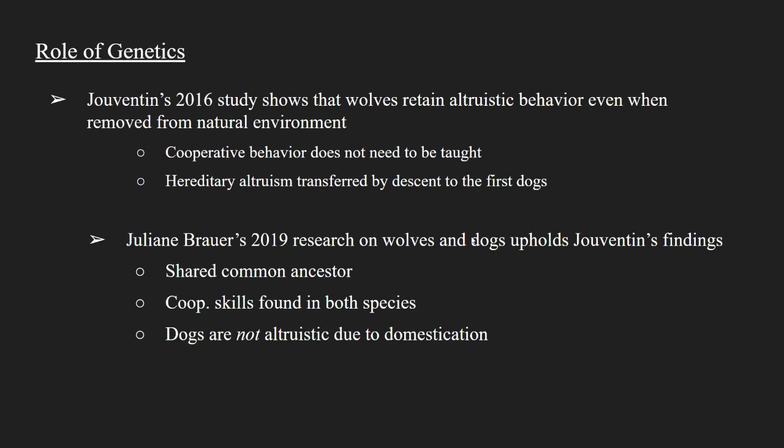A 2019 study by Juliane Brouwer on how dogs and wolves coordinate with conspecifics in a social dilemma upholds Joventin's findings. The research concludes that dogs and wolves share a common ancestor, and thus, if particular cooperative skills are found in both modern species, which there are, it is highly likely, the study says, that this trait already existed in common ancestors. So from all of this, we can extrapolate that altruism does indeed seem to be genetic.